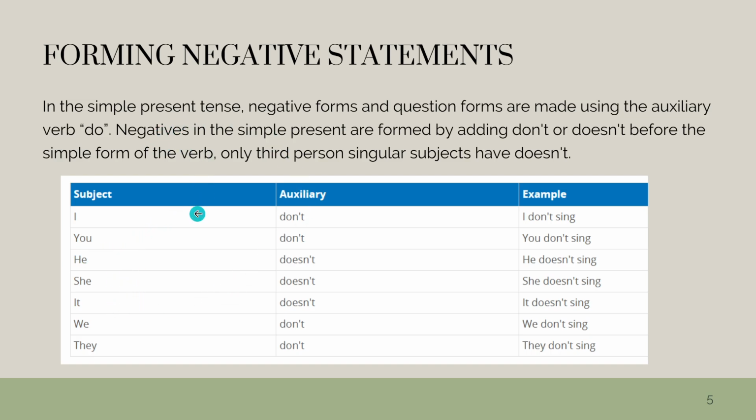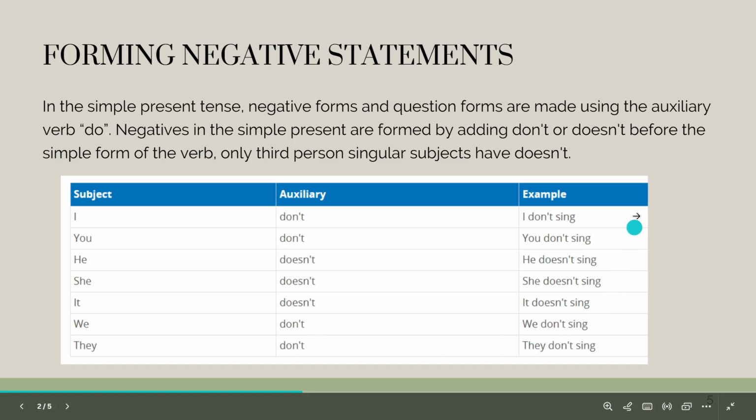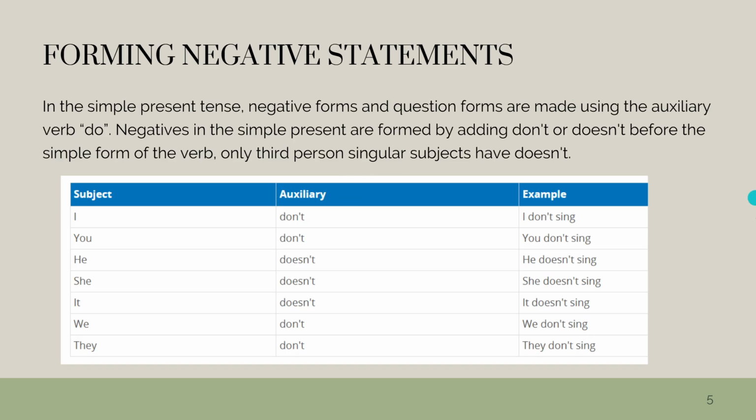So as you can see, we have I don't, you don't, he doesn't, she doesn't, it doesn't, we don't, and they don't. Okay? Then of course you're going to have your verb, but don't worry because we have very specific verbs. We are looking at very specific words.